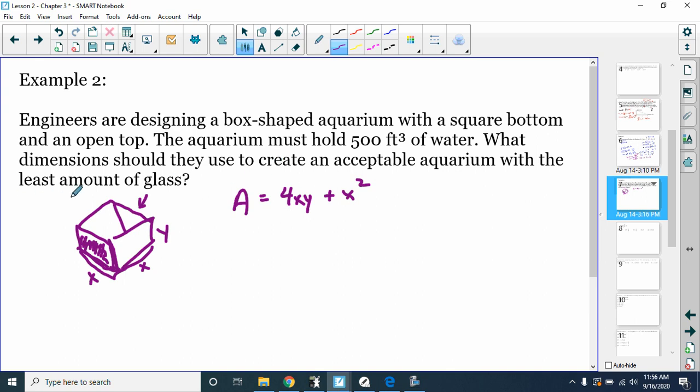To find a minimum, I need to take the derivative and set it equal to 0, but I can't do that because I have my area in terms of both x and y, or I could do it. It's just going to be way harder because I'm going to have two variables. So we want another relationship between x and y, which is the fact that this aquarium needs to hold 500 cubic feet of water. So the volume, x squared times y, needs to be equal to 500. Solve this equation for one variable. Y is going to be the easiest. And substitute that into our area equation.